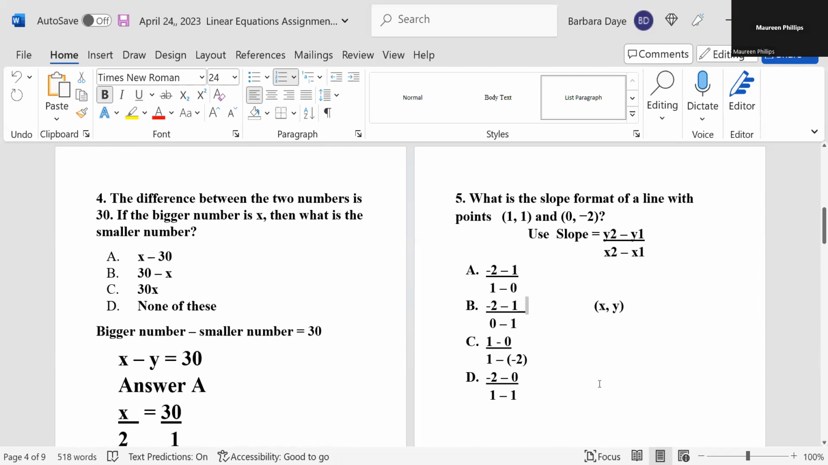2. So what goes in the numerator? The difference in the Y values. So what are your Y values again? My Y values are 2 and 1. You mean minus 2 and 1. Oh yeah, minus 2 and 1. Okay, so which one has minus 2 minus 1? D. But so does A. Yeah. The minus 2 goes with the what?